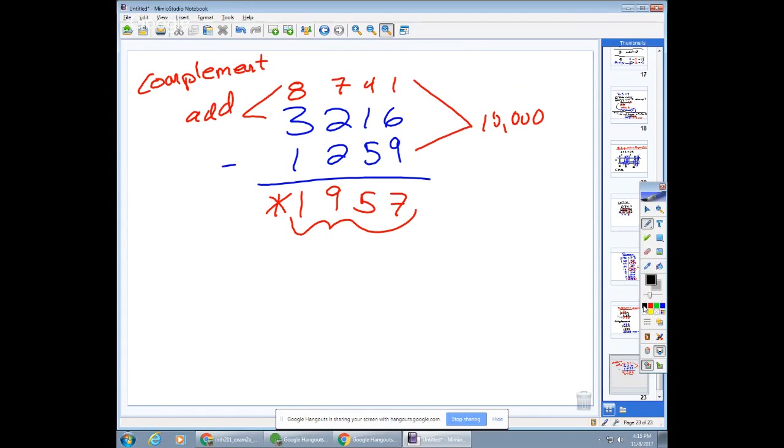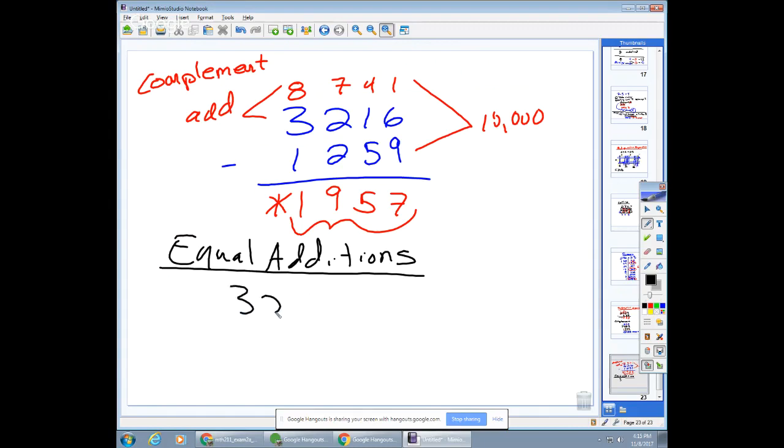Compare that to, say, equal additions. 3,216 minus 1,259. With the equal addition method, I just add 10s top and bottom. So 6 minus 9 I can't do, so I add 10 by making that a 16. Down below, I add 10 by making the 50 a 60. 16 take away 9 gives me, what, 7?